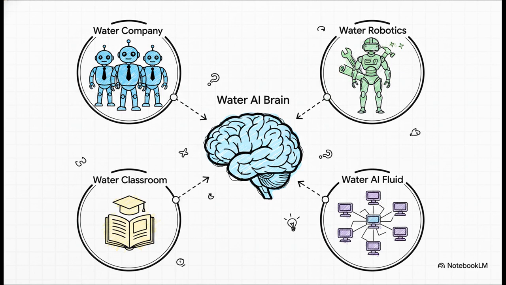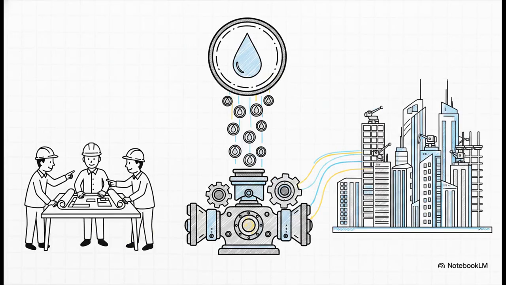You've got Water Company, where AI agents basically act as your employees or even your CEO. There's Water Robotics, which proposes using VR teleoperated humanoid robots to solve physical labor shortages. It powers Water Classroom for hyper-personalized global education. And the whole shebang is supported by Water AI Fluid, a peer-to-peer decentralized network where users share computing power to keep everything running affordably. As you can imagine, building infrastructure this colossal takes serious cash.